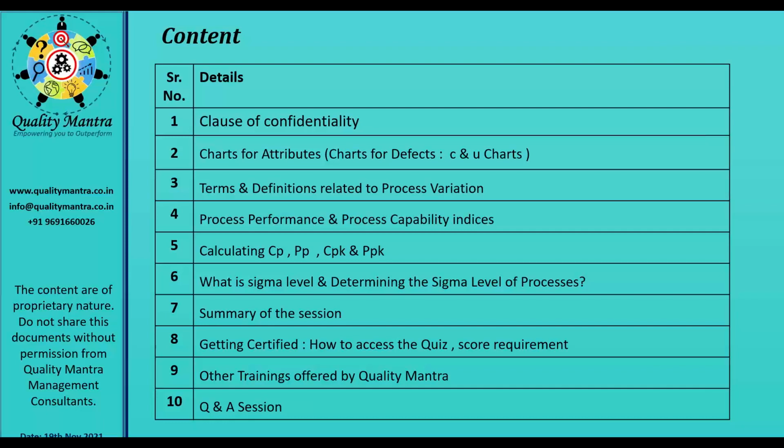Then we will see what these process performance and process capability indices are, how to calculate CP, PP, CPK and PPK. What is the difference between these two? What is CPK and what is PPK, the capability and the performance? We will see what the difference is between these two. Then what is sigma level, and determining the sigma level of the processes.